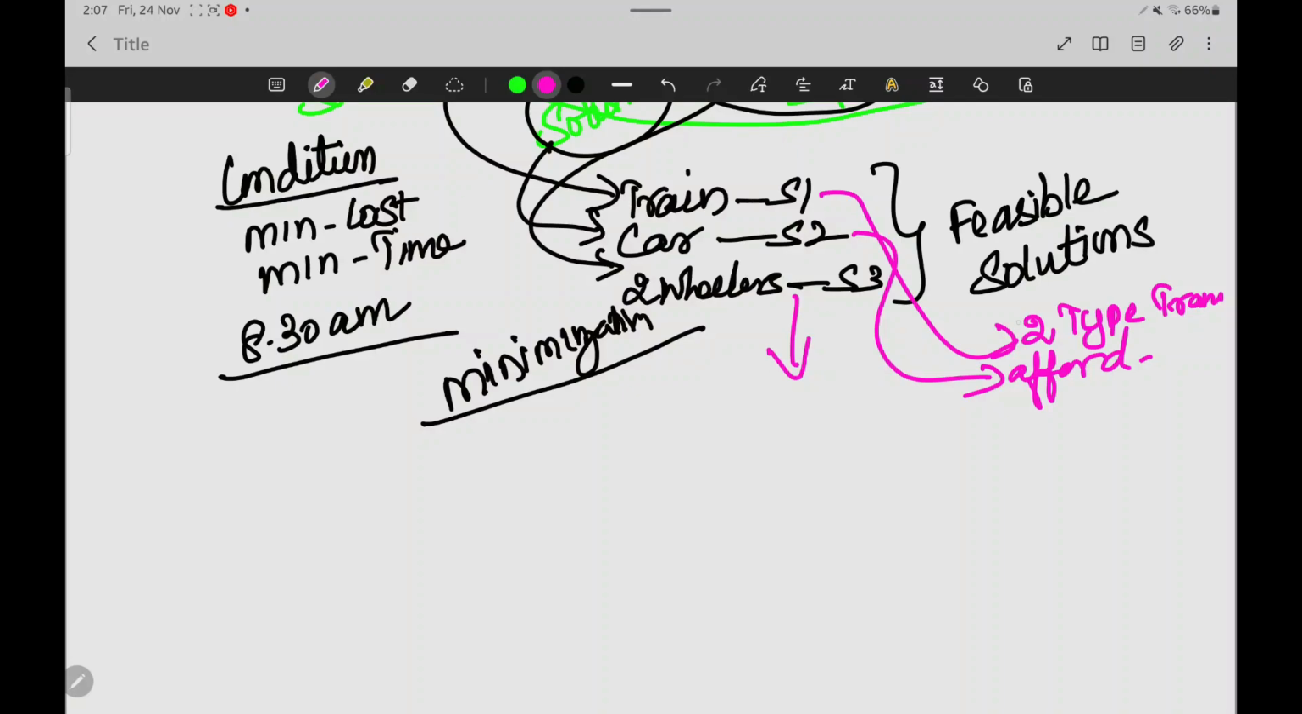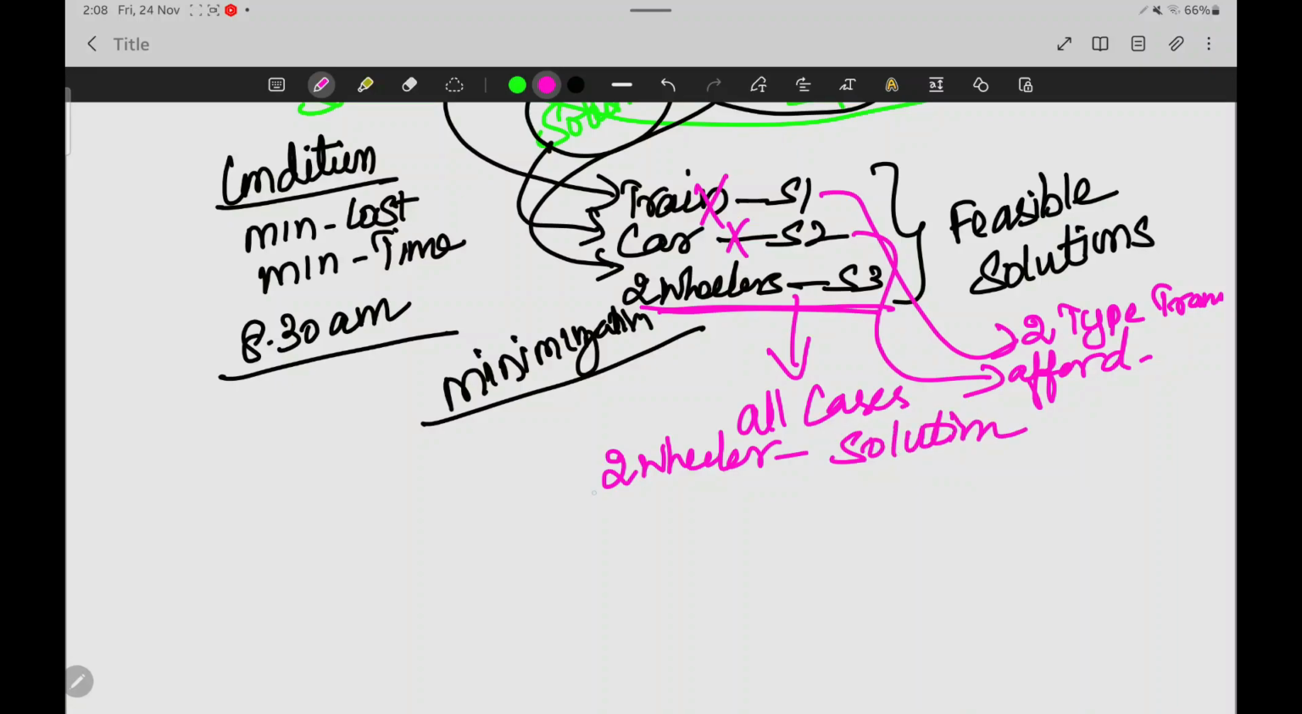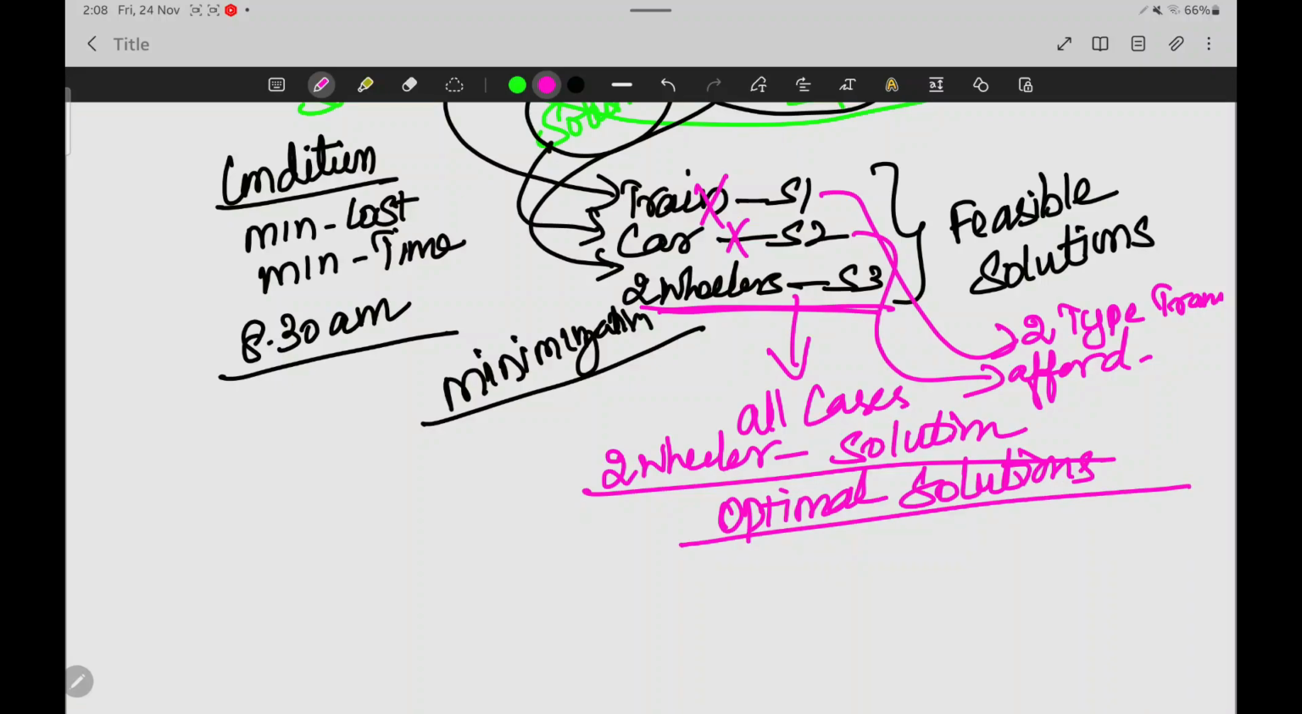So two-wheeler they can prefer. So moderately, approximately, all cases can prefer the two-wheeler. So compared to all these, two-wheeler is the minimum cost and minimum time compared to all the other solutions. So now what we can do, we can prefer the two-wheeler as a solution. So such kind of solution is said to be the optimal solution. This is the optimal solution.